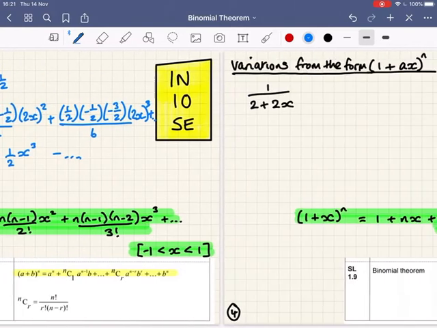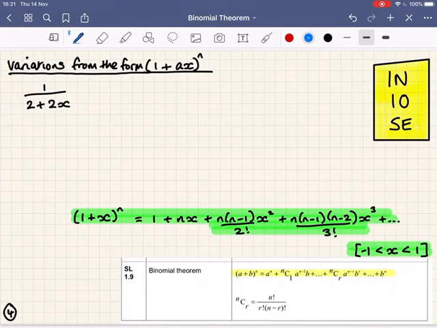Now here is the trick. This is the bit that we need to be careful of. So I've got 1 over 2 plus 2x now. So I can rewrite that like before. That is 2 plus 2x to the power of minus 1. But it's not in the form 1 plus ax to the n. It's not in the form 1 plus as we had in our formula.